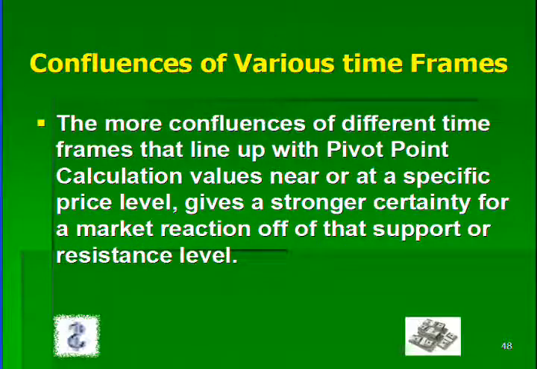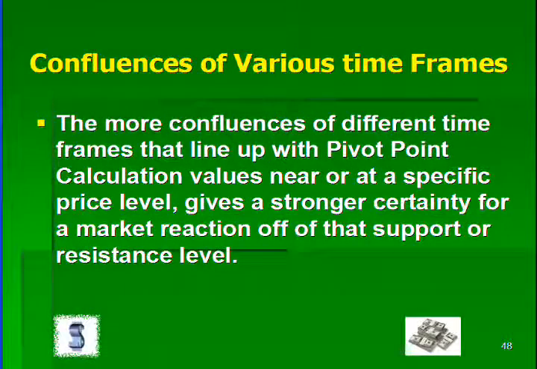Now, with confluences, what we're doing is we're looking for the pivot point calculations to line up within the various time periods. So the more confluences, or coincidences, let's call them, that line up within the various time frames of the pivot point calculation values themselves. And I wanted to actually give a better description. A pivot point calculation value could be R1, R2, S1, S2. And for those, if you want to experiment with the R3 or the S3 numbers.